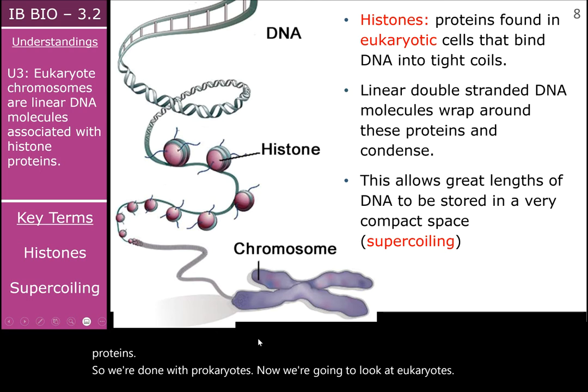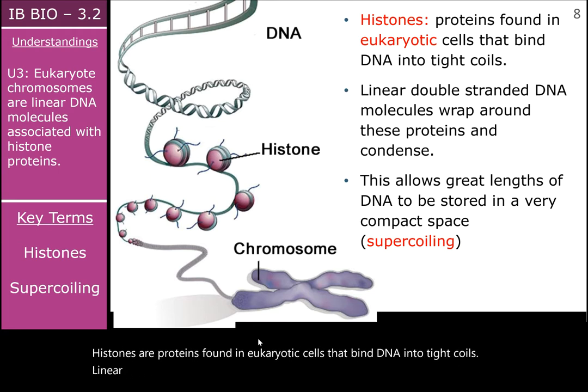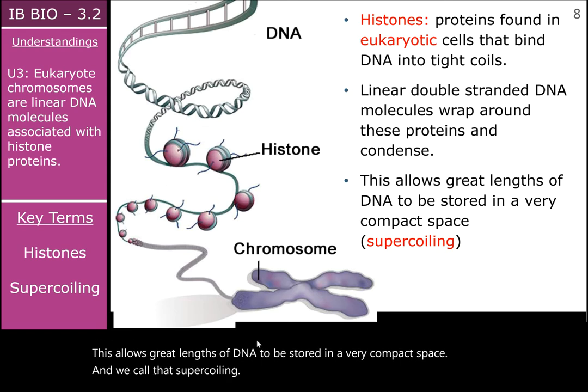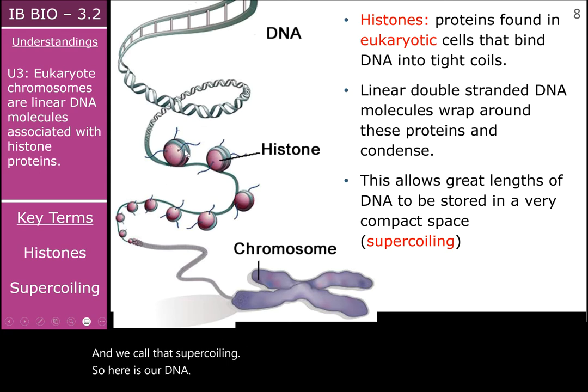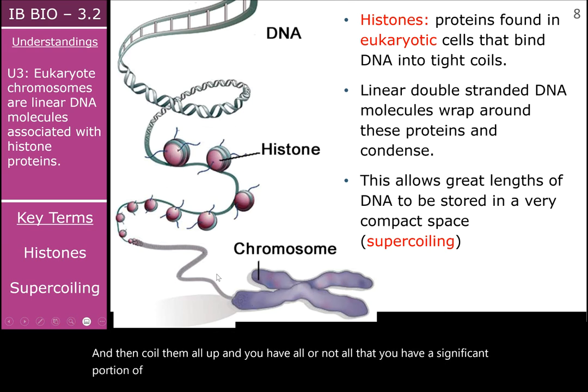Histones are proteins found in eukaryotic cells that bind DNA into tight coils. Linear double-stranded DNA molecules wrap around these proteins and condense. This allows great lengths of DNA to be stored in a very compact space, and we call that supercoiling. So here's our DNA. We wrap that DNA around these proteins, they're called histones, and then coil them all up, and you have all, or not all, but a significant portion of DNA condensed into a chromosome.